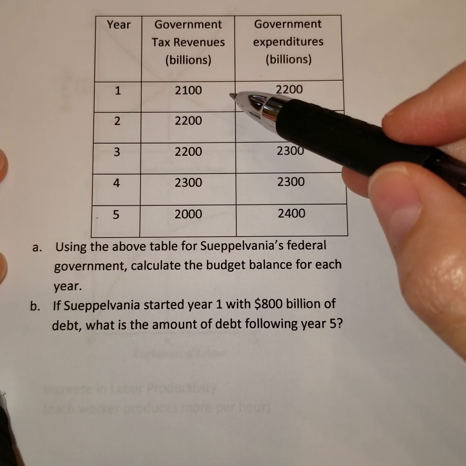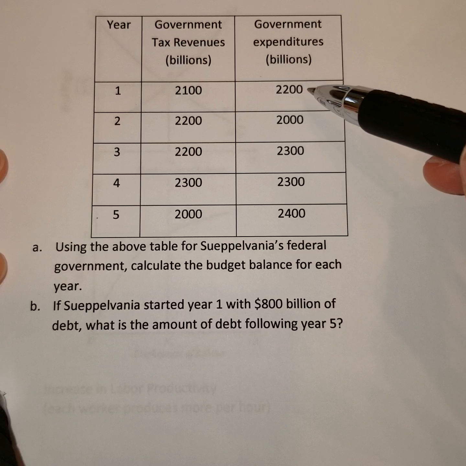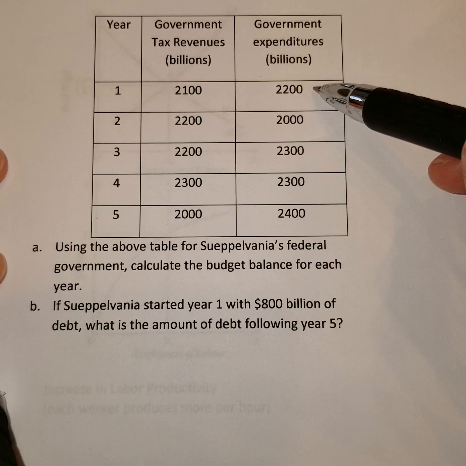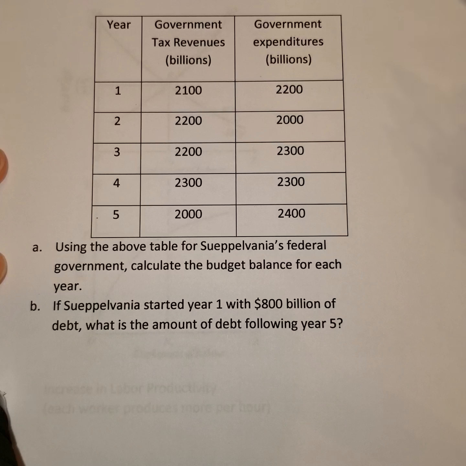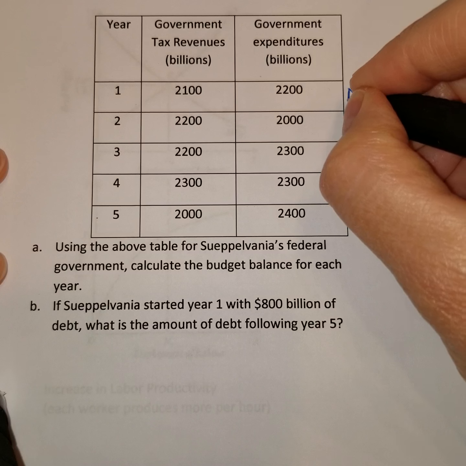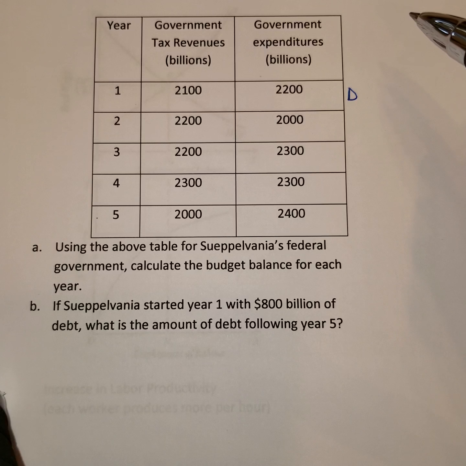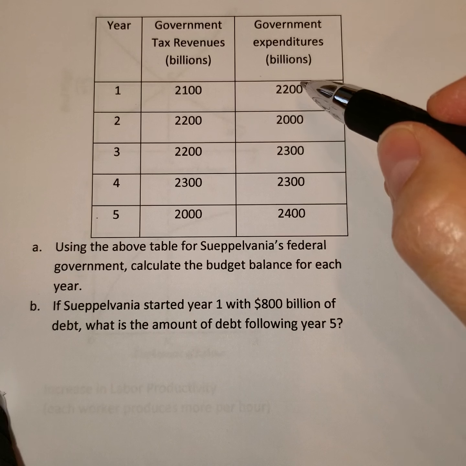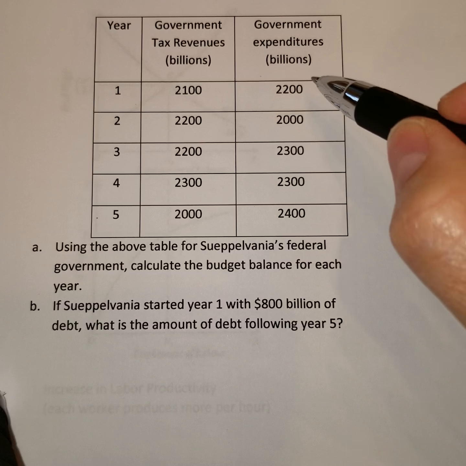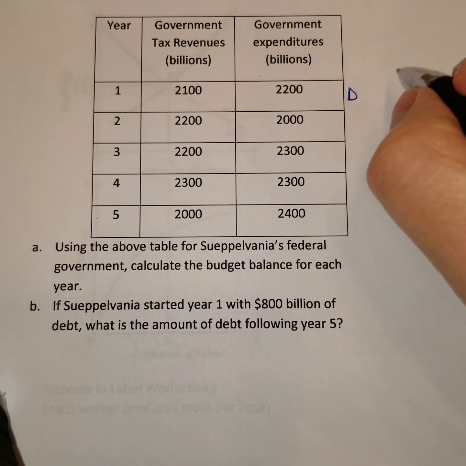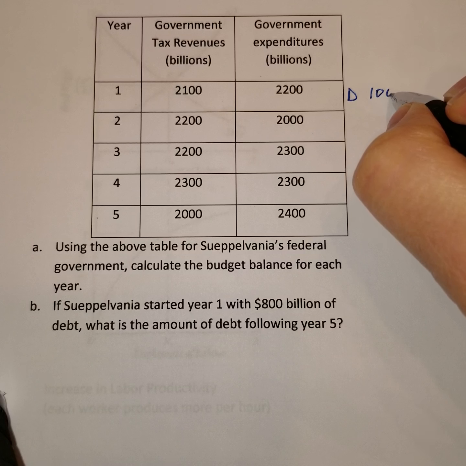So in year one, we have revenues of $2,100 and expenditures of $2,200. So the expenditures are greater than the revenues, so we have a deficit. Okay, if we have a deficit, the magnitude of the deficit, we have to figure that out. It's just the difference between the two. So 2,200 minus 2,100 is 100.